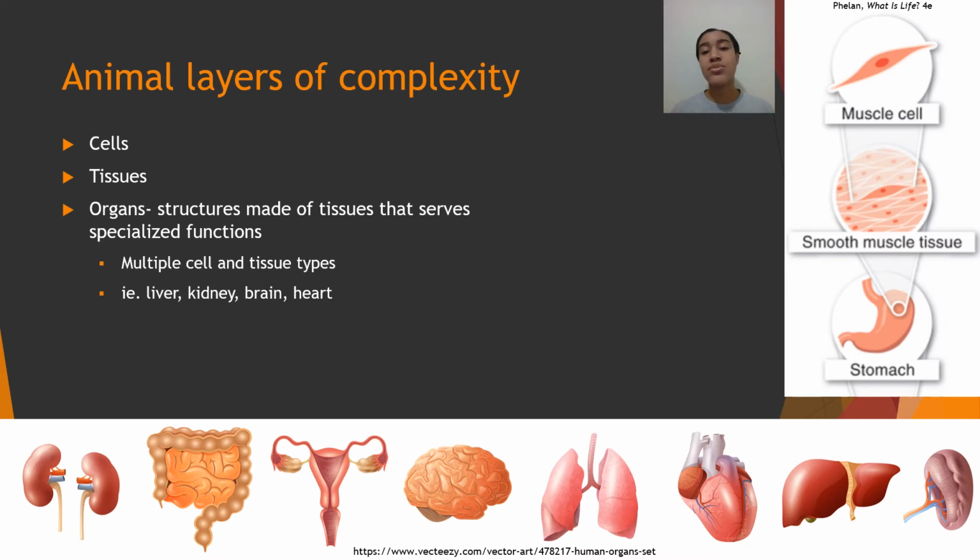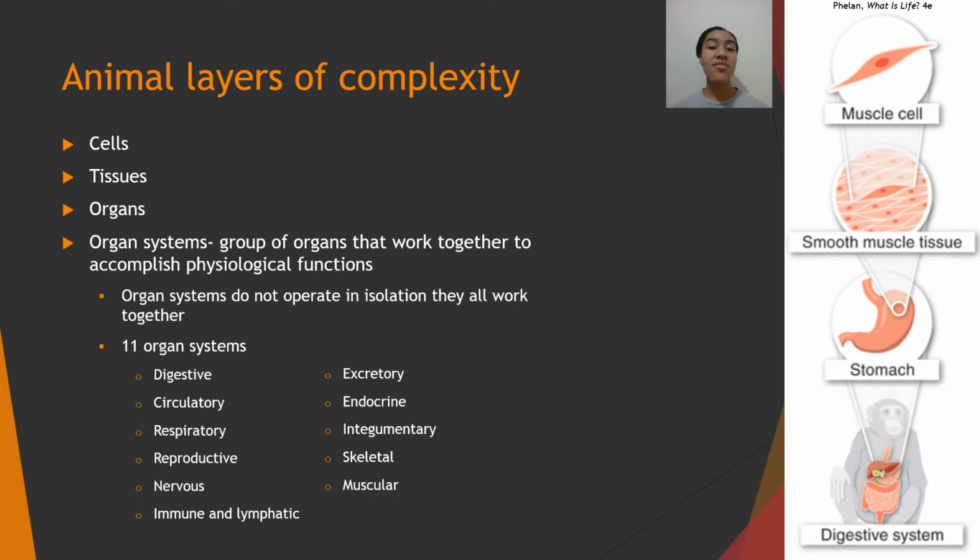Some examples of organs, we all kind of know some examples of organs, but livers, kidneys, hearts, brains are just a few examples. Finally, we have our highest level of complexity, the organ systems. And organ systems are groups of organs that work together to accomplish physiological functions. Each organ system is a group of organs that work together for a particular function, but all of the organ systems also work together to allow for an organism to live and function properly. So organ systems do not operate in isolation. They all work together to accomplish the shared goal of the organism being alive.